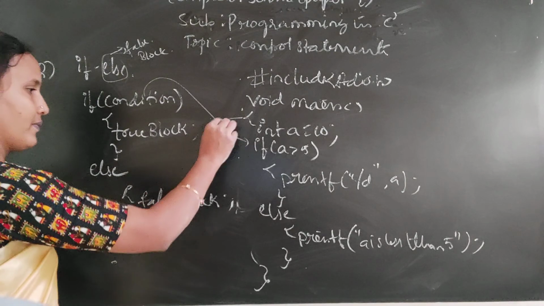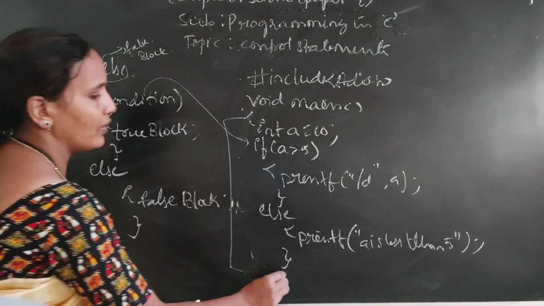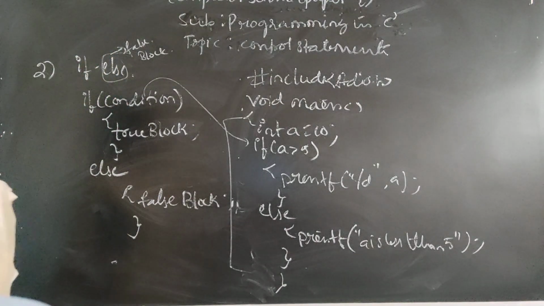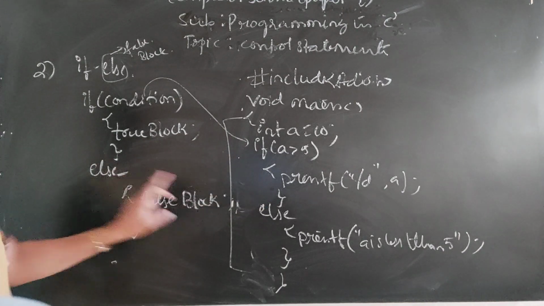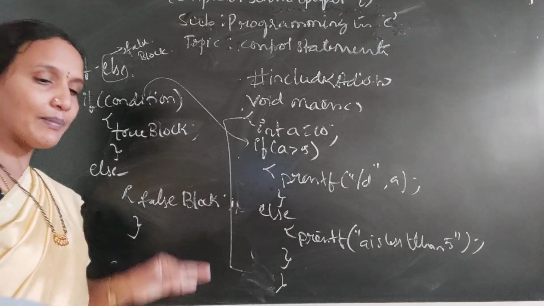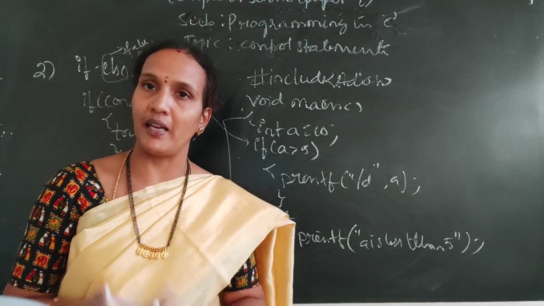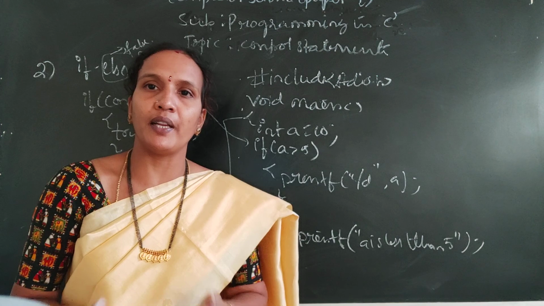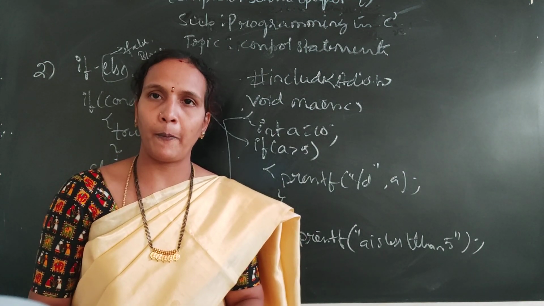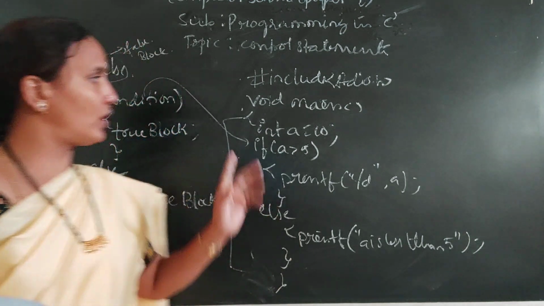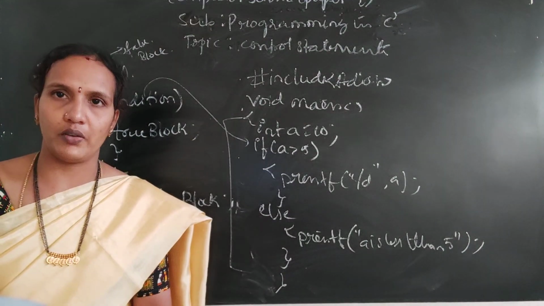This is the main function. You can compare this: condition, true block; else, false block. A block is nothing but statements. What statement you are printing, whether a number or a string, doesn't matter. What matters is that the block will be executed. If the condition is true, the true block will be executed. If the condition is false, the false block will be executed.